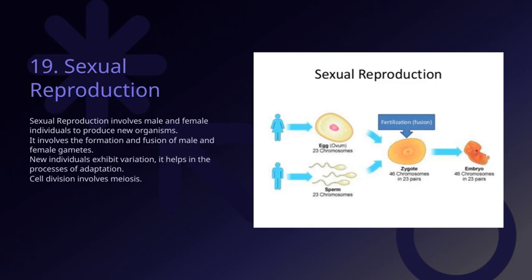One of the most important outcomes of sexual reproduction is variation among individuals. This variation is crucial because it helps species adapt to changing environments over time. Now, an essential part of this process is cell division, specifically meiosis. Meiosis reduces the chromosome number by half and ensures that when the gametes fuse, the resulting organism has the correct number of chromosomes. This whole process highlights how sexual reproduction not only creates new life, but also promotes diversity, which is key to survival and evolution.